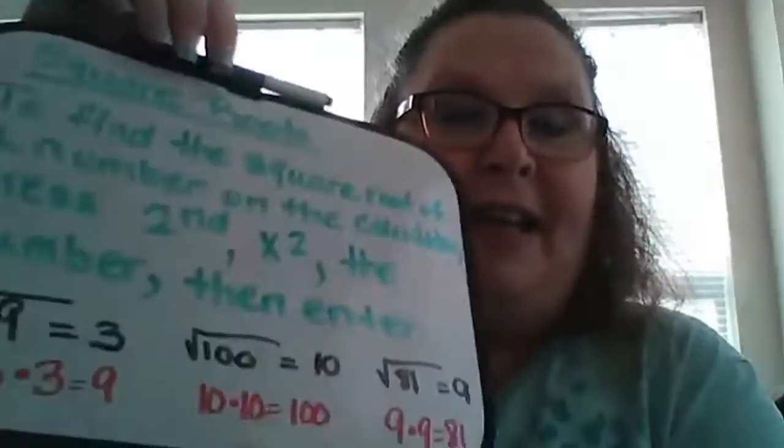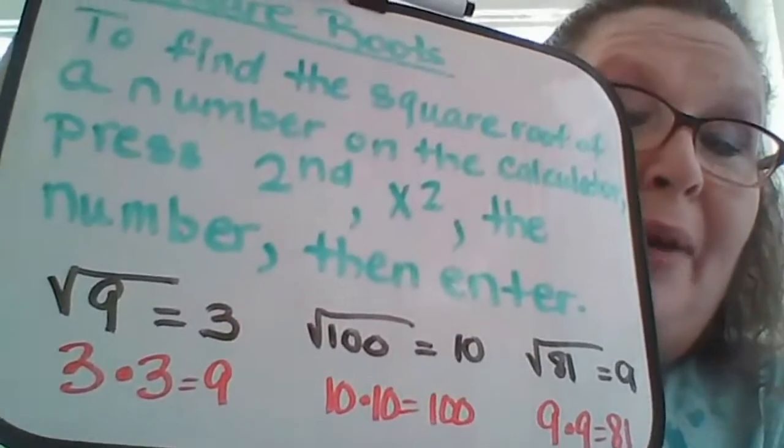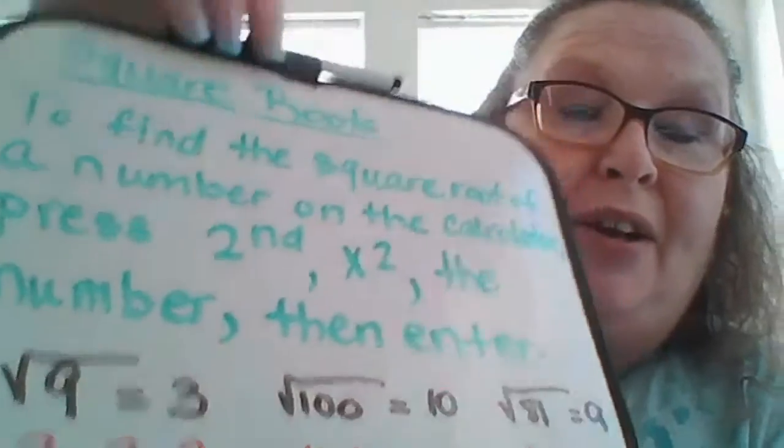We did 9 here, we did 10, we did 81 here, but we could say like 25. What number times itself gives you 25? Well, that would be 5 because 5 times 5 is 25. So we would say the square root of 25 is 5.